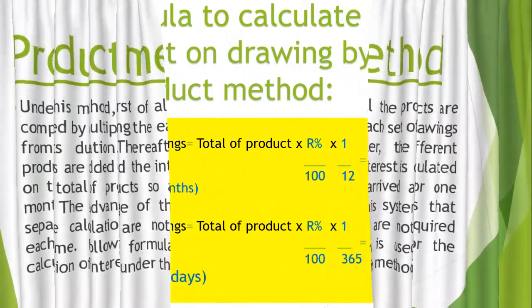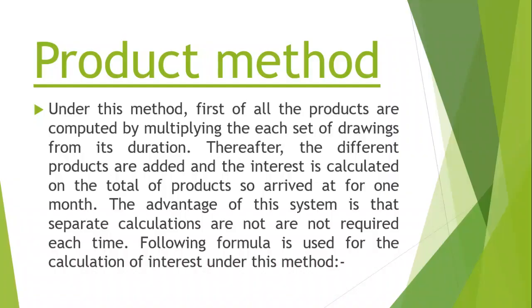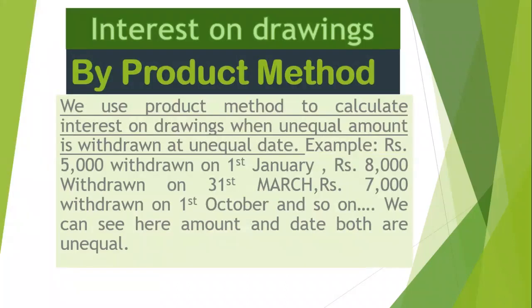So now we are coming to product method. Interest on drawing, this is the introduction. We use product method to calculate interest on drawing when unequal amounts are withdrawn at unequal dates. The examples are rupees 7,000, 5,000, 8,000, whatever. Every time the drawing amount is different and the date is also different, from 1st January, sometimes 31st March, then 1st October. So this is mixed. Mixed amounts and mixed periods of time will be given. So in this case, we use product method.